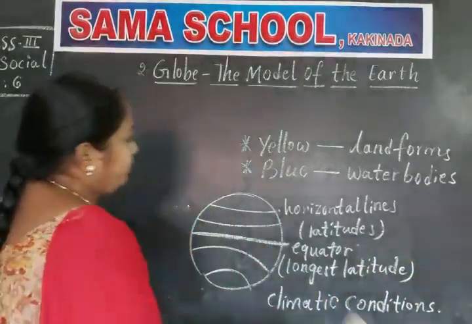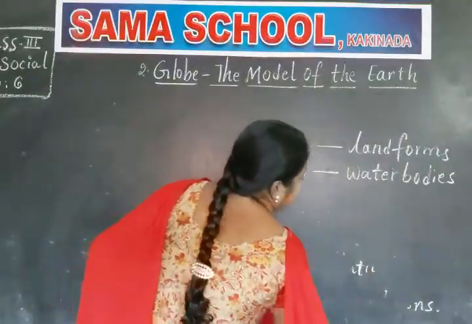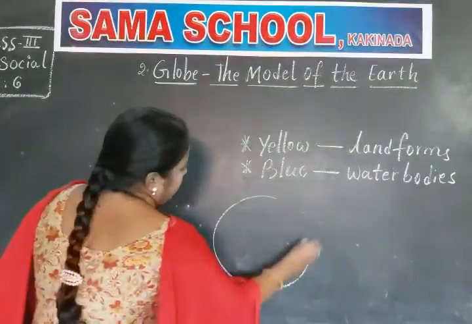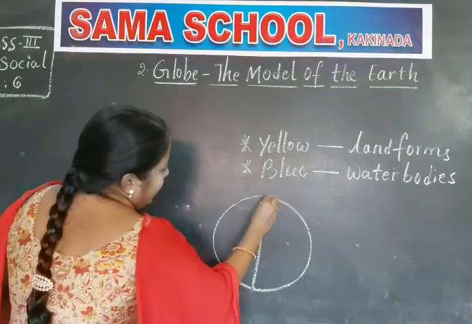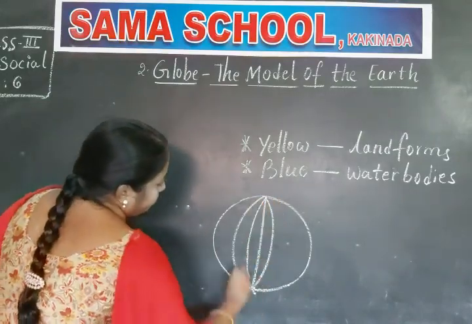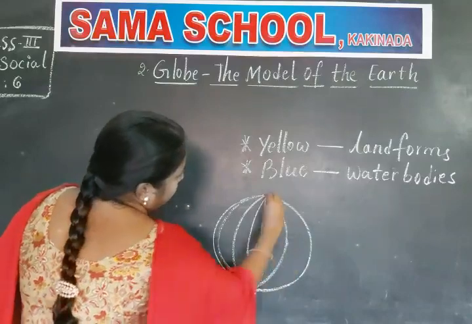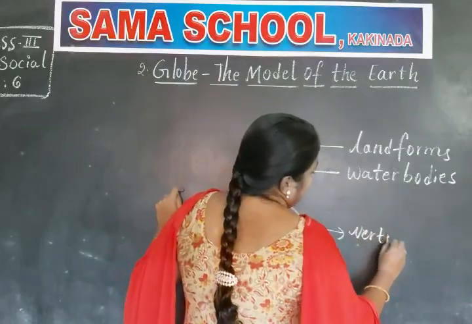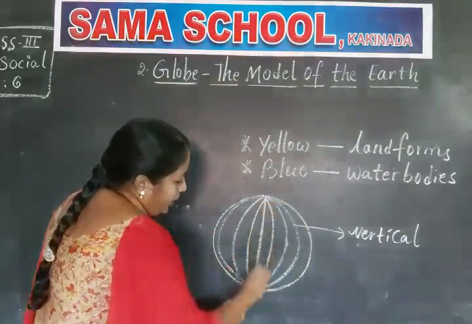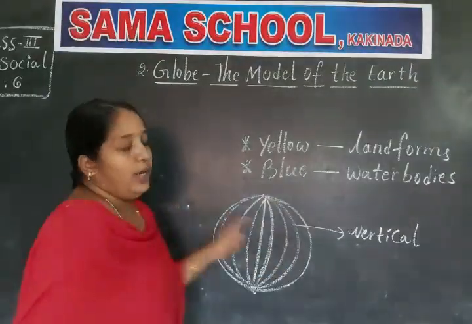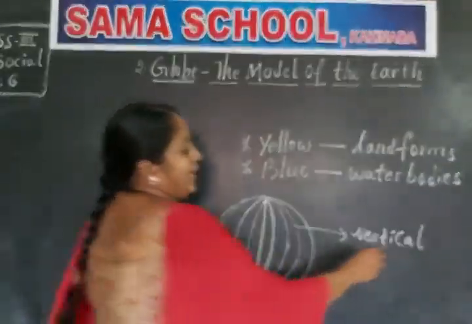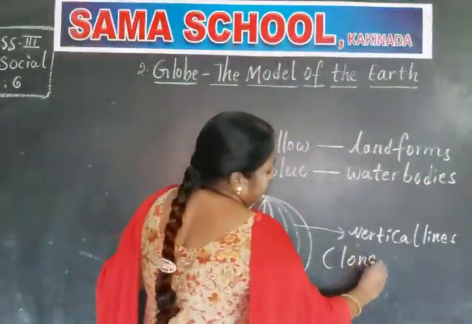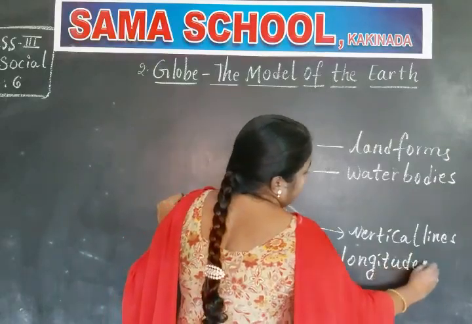Clear, children? Okay. And on the globe you find some vertical lines. These lines are called vertical lines, straight up to down. And what are these vertical lines called, children? Yes, longitudes. These vertical lines are called longitudes.